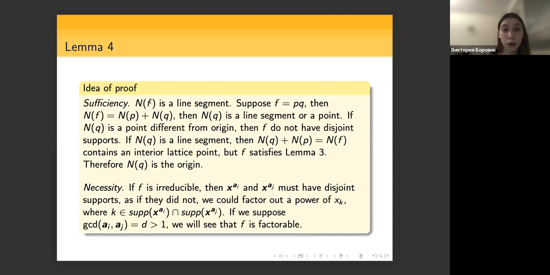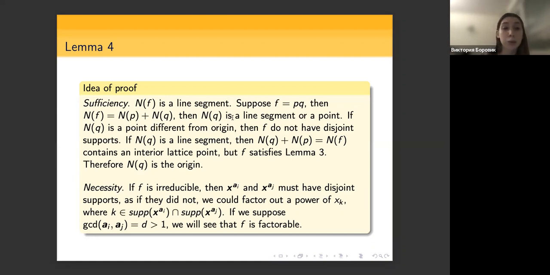Notice that the Newton polytope of a binomial is a line segment. Suppose that our binomial is reducible. Then we know that the Newton polytope decomposes into a Minkowski sum of Newton polytopes of its divisors. Consider the Newton polytope of Q. It can be a line segment or a point only because of dimensions.